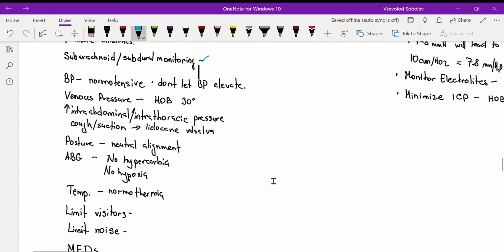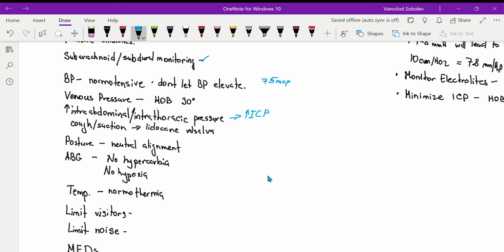We want to keep them normotensive, keep their mean arterial pressure around 75, and for venous pressure you would elevate the head to 30 degrees. Increased intra-abdominal or intrathoracic pressure, or call for suctioning, would lead to an increase in the intracranial pressure, and we want to avoid that. We want to avoid them coughing, and suction only as needed.